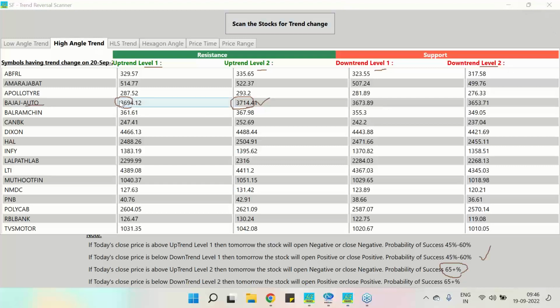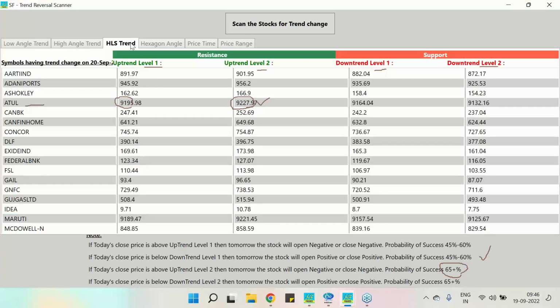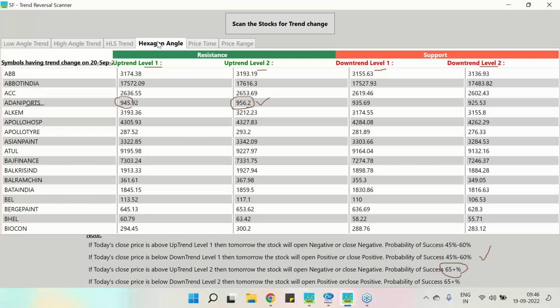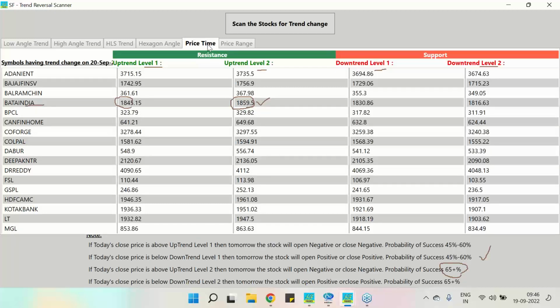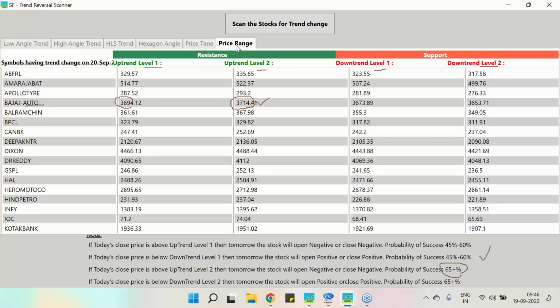So here again we are getting another list. We have Infosys, Canara Bank, NMDC, PNB, TVS Motors. All these also have a trend reversal day tomorrow. Again we are giving the high-low square. So this method also has a group of stocks. The hexagon method also has a group of stocks. The price time analysis also has a group of stocks. The price range method also has a group of stocks.